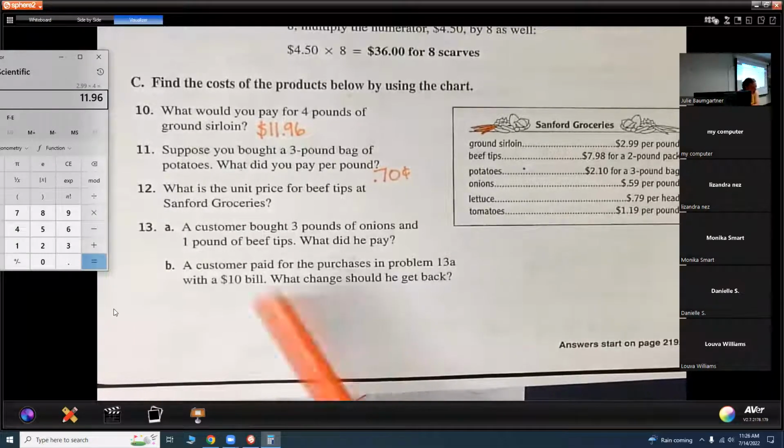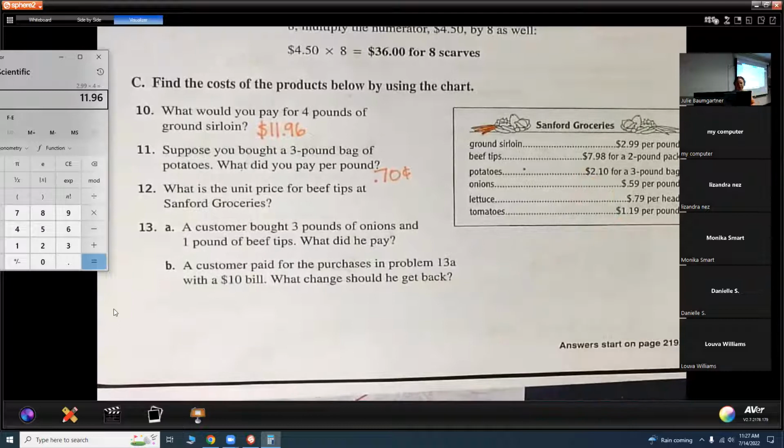Anyway, doesn't matter. All right, what is the unit price for beef tips at Sanford Groceries? $3.99 a pound? Mm-hmm. Good. And we just take our $7.98 divided by 2.